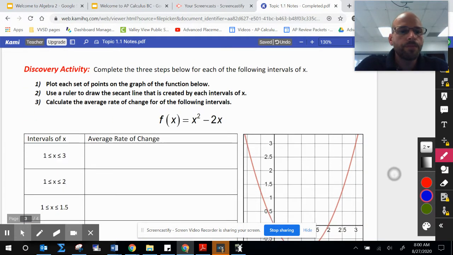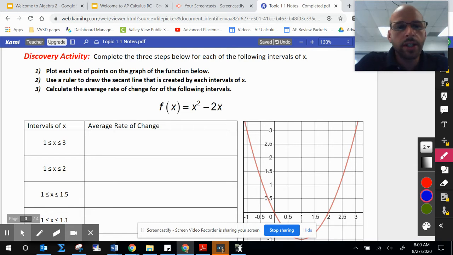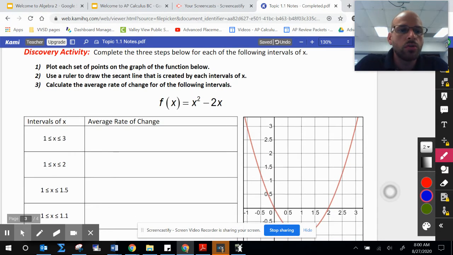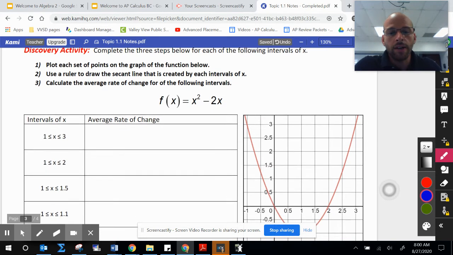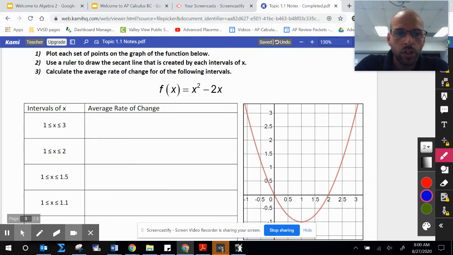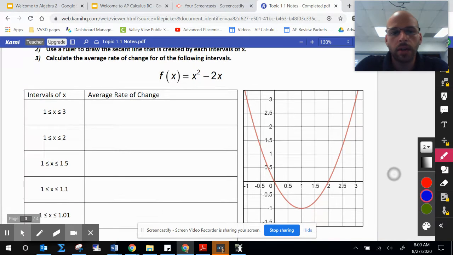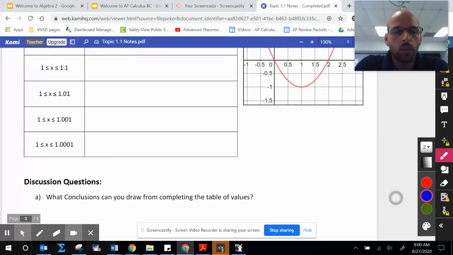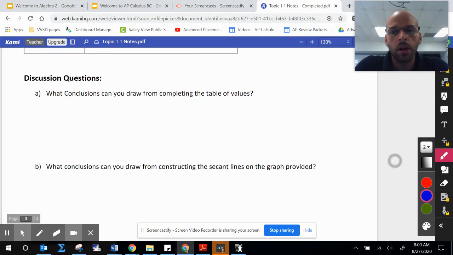Okay, so I have a little discovery activity. This is going to lead into where this class is going with average rate of change. What I want you to do is plot each set of points that's given for the interval. Okay, I want you to use a ruler to draw the secant line. And then I want you to calculate the average rate of change for each of the intervals, and then you're going to see a pattern. After you do that, I want you to try and answer the questions below.